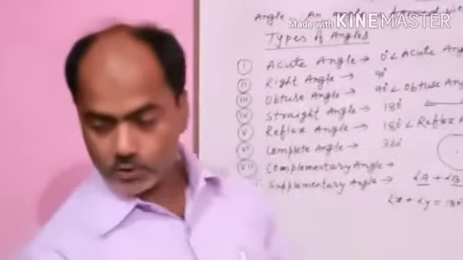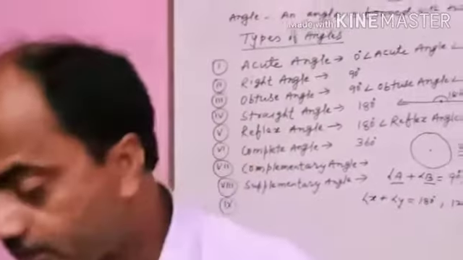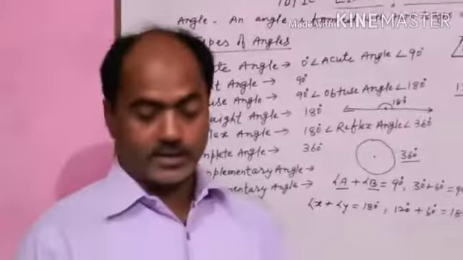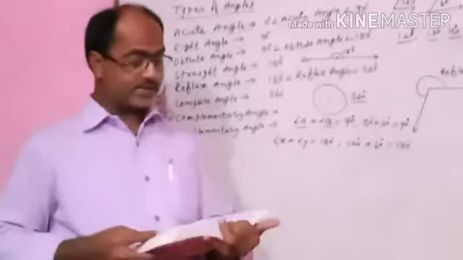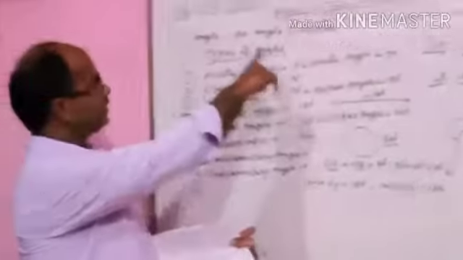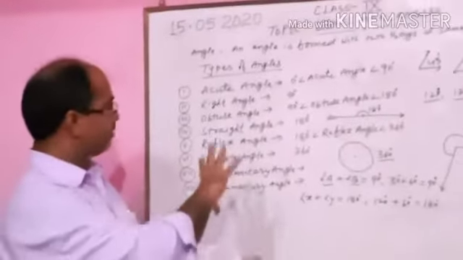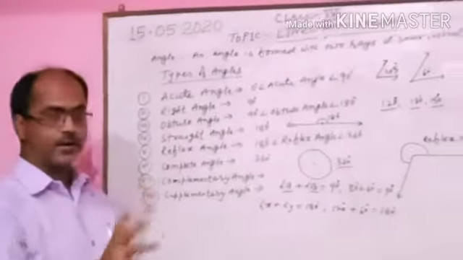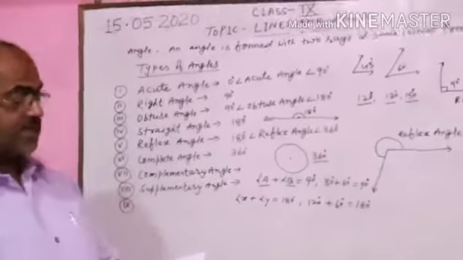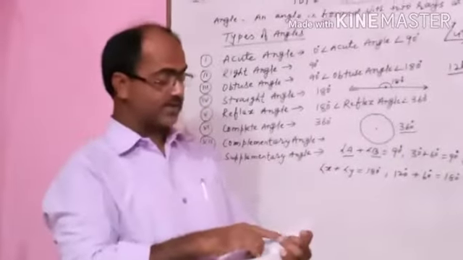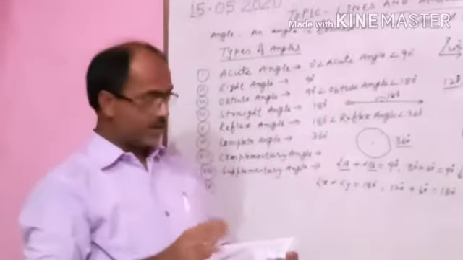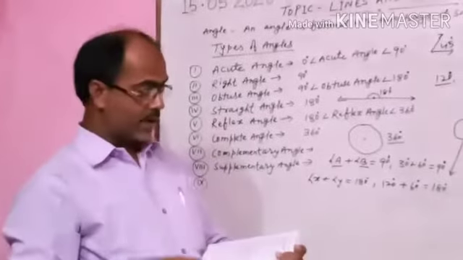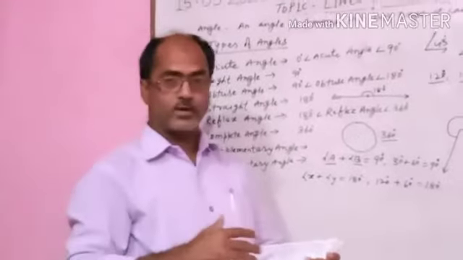Now students, you have to solve the related exercise, exercise 7a. Students, today I had taught lines and angles. Maximum topic of this chapter I had taught. So students, I am suggesting to you, you have to solve exercise 7a and you have to remember all the definitions of the angles. In the next video I will solve all your difficult problems.